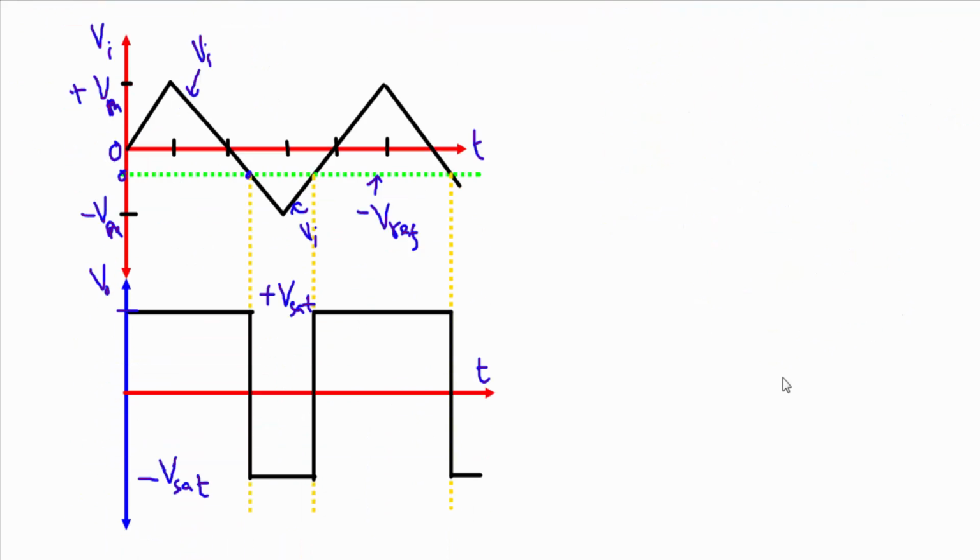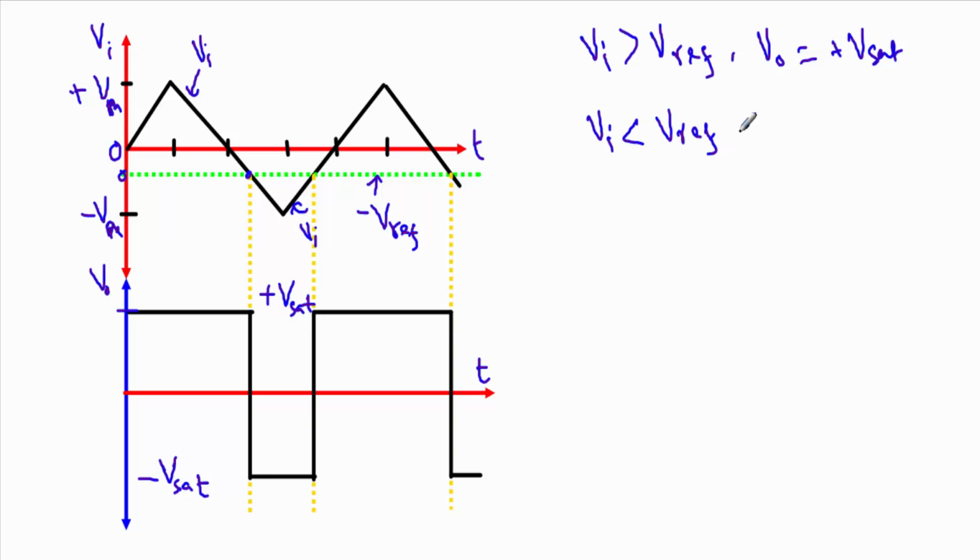So this is it. When our input voltage Vi is greater than our negative reference voltage, our operational amplifier will operate in the positive saturation region, and when our input voltage Vi is less than our negative reference voltage, our output voltage will be in the negative saturation region. From this point to this point, Vi is greater than this negative reference voltage. Therefore our operational amplifier will operate in the positive saturation region.